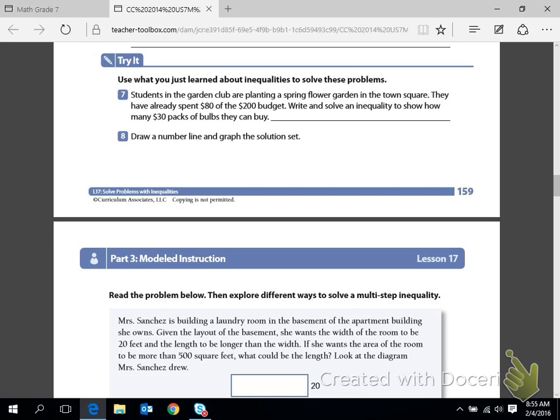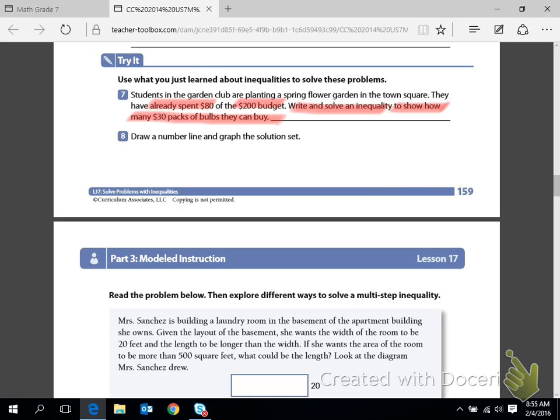We know that the first thing we need to do is read those words. Then we should highlight, circle, or underline anything that we found to be important. So what's important in this problem is the fact that they have already spent $80, and that came from a $200 budget. We want to write and solve an inequality, and we want it to show how many $30 packs of bulbs they can buy.